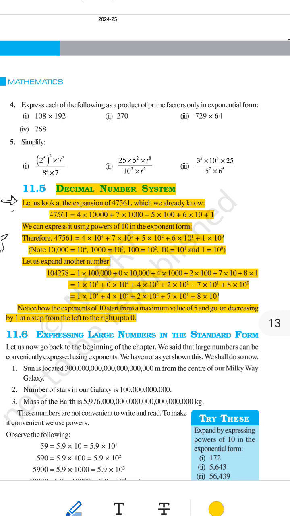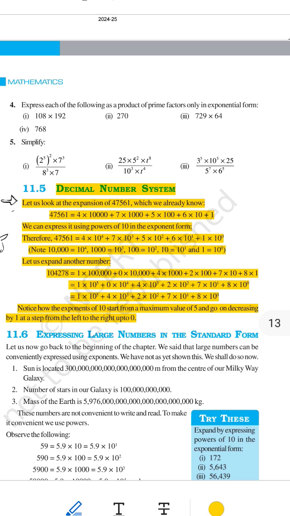How we calculate: 4 ten-thousands, 4 times 10,000. 7 thousands, 7 times 1,000. 5 hundreds, 5 times 100. 6 tens, 6 times 10. 1 one, or units, 1 times 1. So we can write 47561 as 4 times 10,000 plus 7 times 1,000 plus 5 times 100 plus 6 times 10 plus 1 times 1. This is called expanded form.